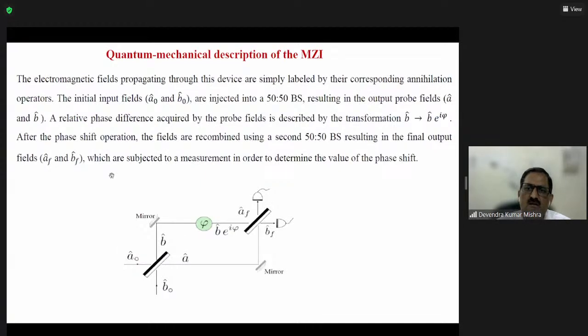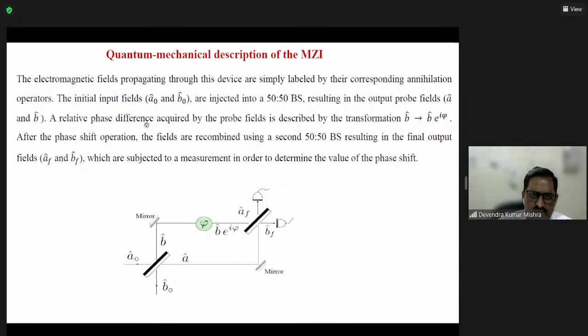Using beam splitters and other components, we can construct a Mach-Zehnder interferometer, which can be drawn in this way. Here, the electromagnetic fields propagating through this device are simply labeled by their corresponding annihilation operators A0 and B0. The initial input fields A0 and B0 are injected into a 50-50 beam splitter, resulting in the output probe fields A and B.